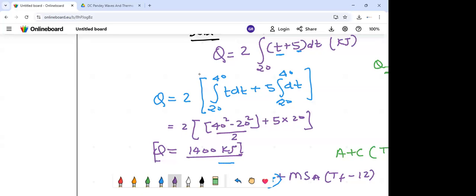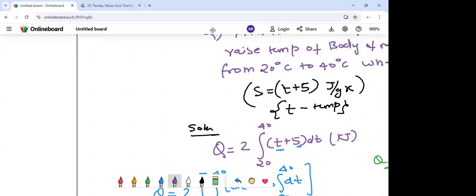Everyone, please give me a thumbs up if you are clear with this variable specific heat problems. Jitesh, Abhijay, clear? Yes. Okay. Konika, clear, beta? Yes, sir. Okay, good. All right, let us now move to a different topic.